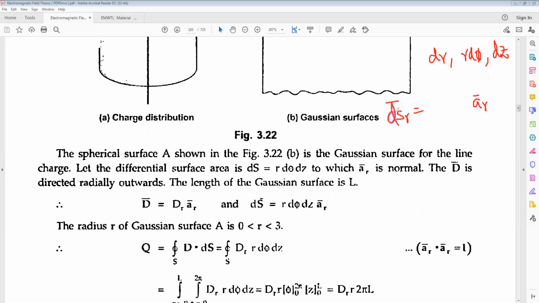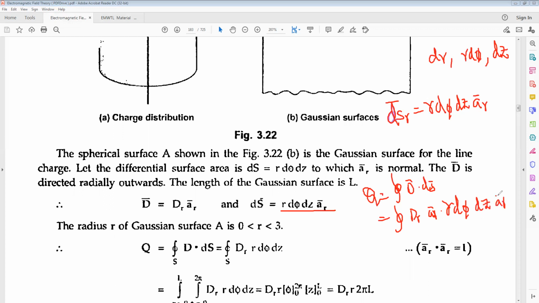Then dS bar along the r direction means there is no dr, only r d phi dz, into a r bar. According to Gauss law, we know Q is equal to the integral of D bar dot dS bar. That is D r a r bar dot r d phi dz a r bar. a r bar dot a r bar is equal to 1, so D r into r d phi dz.